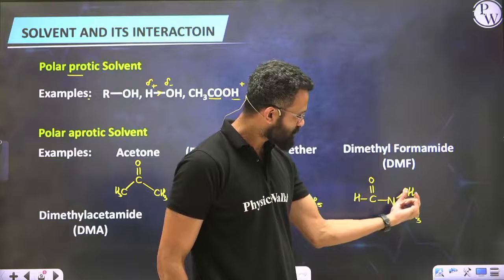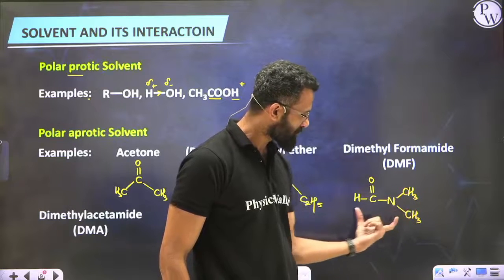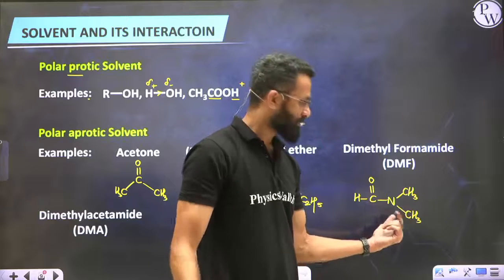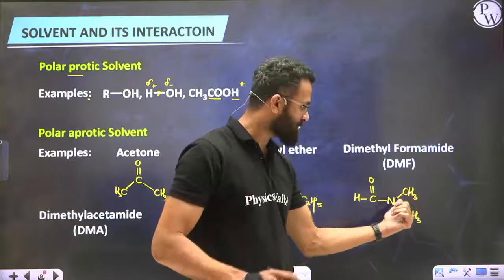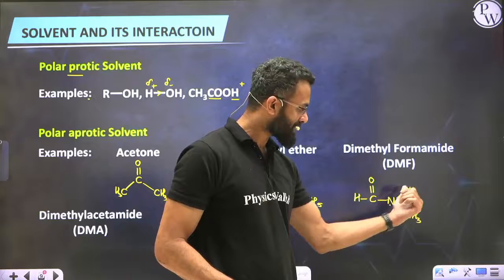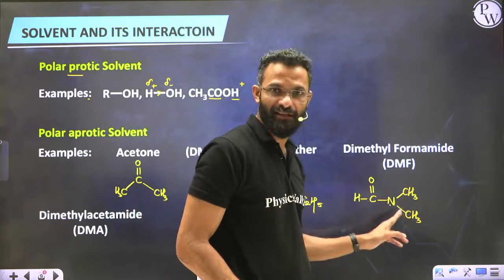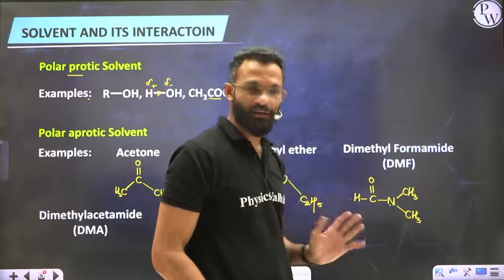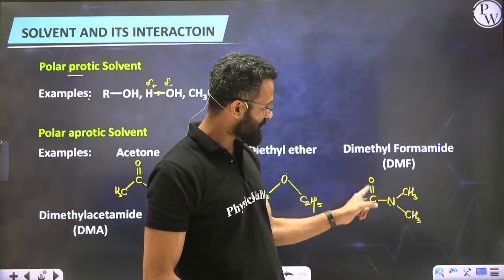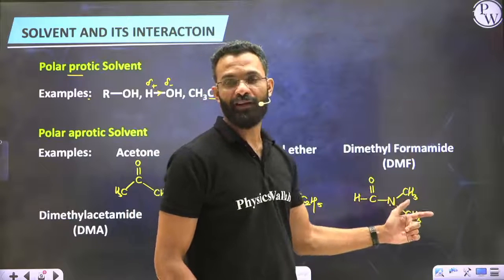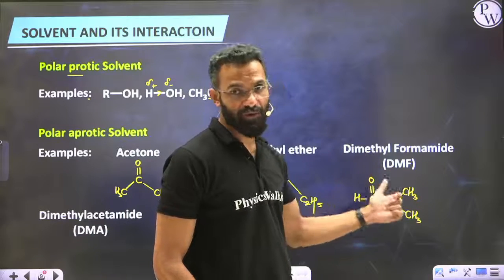Imagine instead of these two methyls, if I had H's, you would have called it formamide. In that case, it would have been protic, because the hydrogen would have been attached to nitrogen. So that H would have been protic. Now there is no such hydrogen, I have got methyl. So the protic part has been removed, but polarity is still there across carbon and oxygen. So this is polar, but not capable of donating protons. So this is polar aprotic.